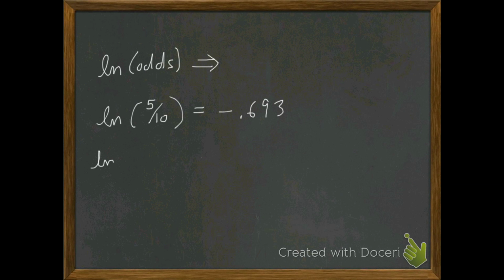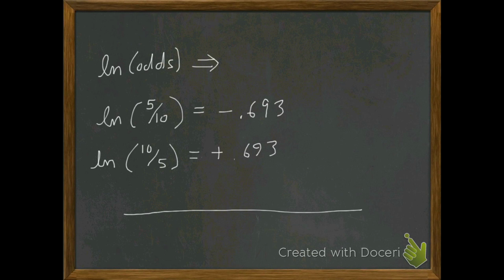And if I take the natural log of not getting a red, I get positive 0.693. So guys, by taking the natural log of the odds, what I do here is I actually center at 0, and I have a range from negative infinity to positive infinity.